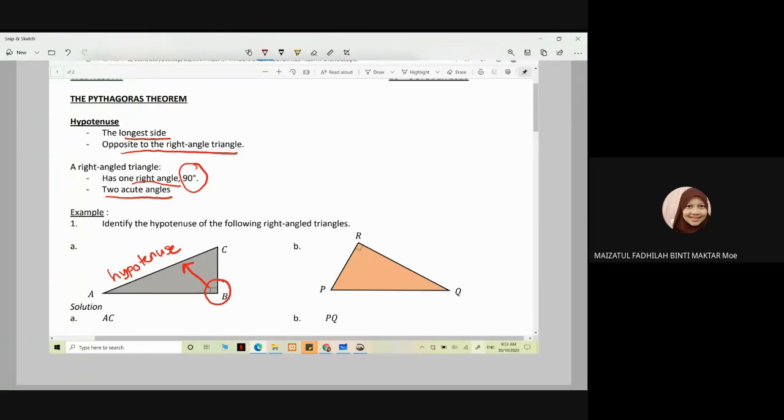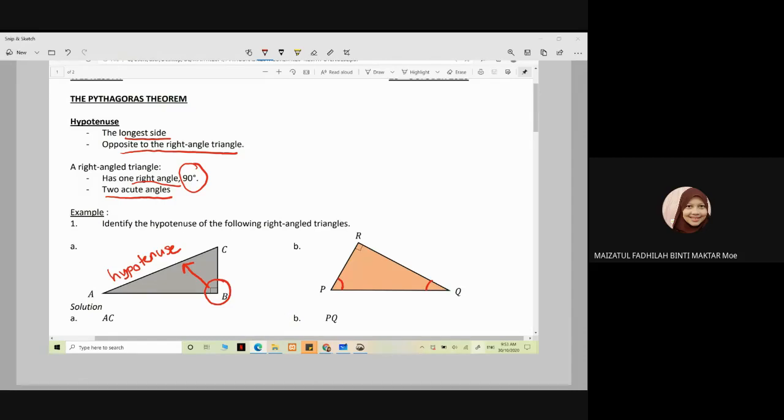And what is the meaning of a right angle triangle? You can see from these two diagrams, angle RPQ and RQP are acute angles. Sorry for the sound at the back there. So from this one we can know how to define the hypotenuse.